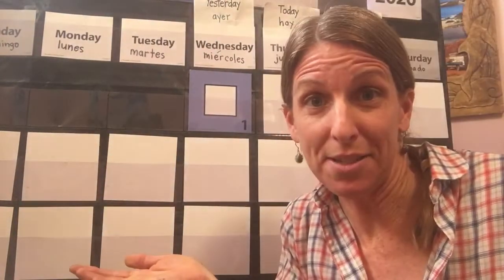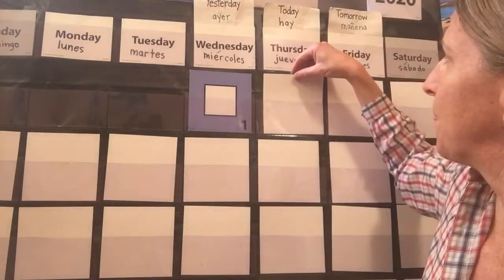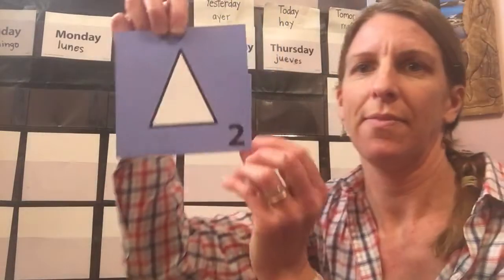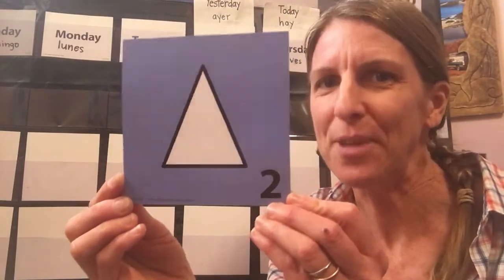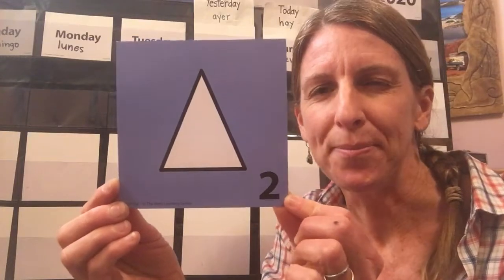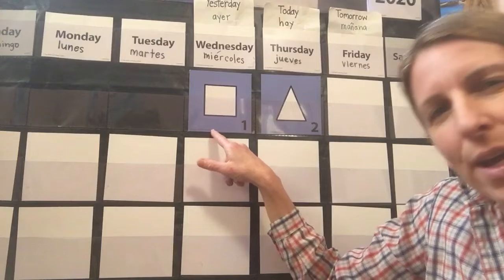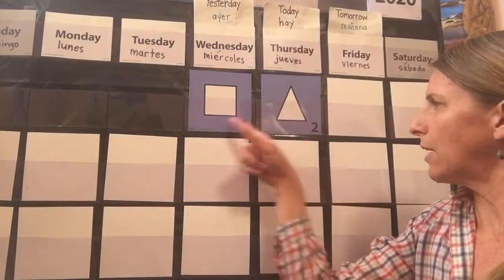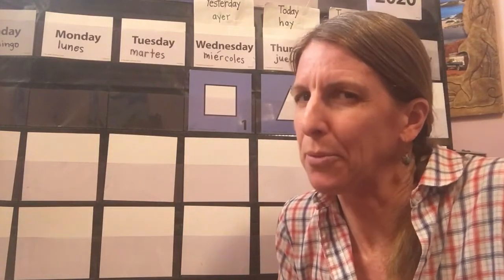I don't know what today's card's gonna look like. Today's the second day. Let's check it out. Oh, what shape is this? Yep, it's a triangle. So we've got a square and a triangle so far. Maybe we're just naming shapes this month. Maybe. I bet there's more. I'm actually going to give you a little hint.